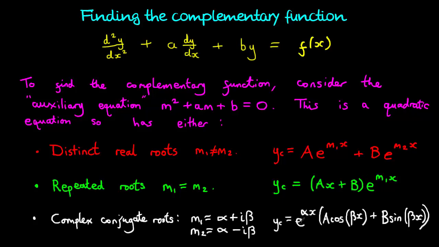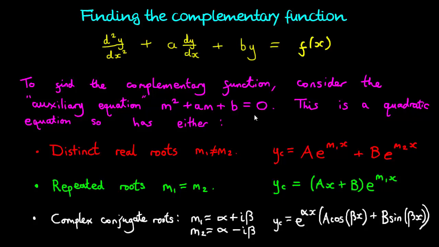given by e to the alpha x, where alpha is the real part of both of the roots, and then that exponential is multiplying this whole bracket here. So it's a linear combination of sines and cosines, where beta is the imaginary part, or the size of the imaginary part of each of the two roots. So we have an arbitrary constant a multiplied by cos beta x, plus another arbitrary constant, b times sine beta x.